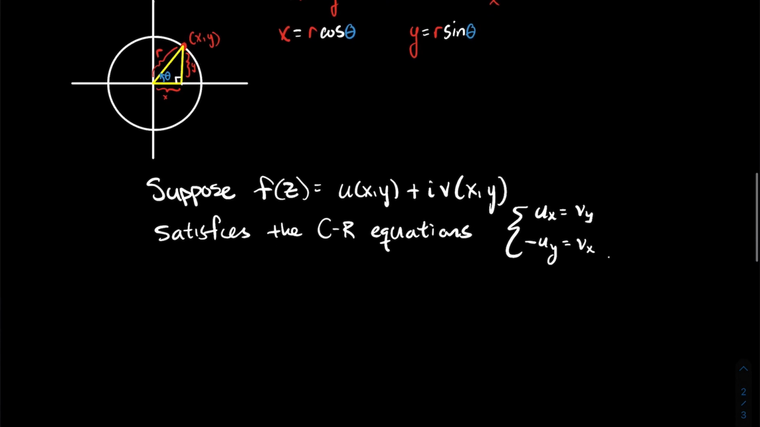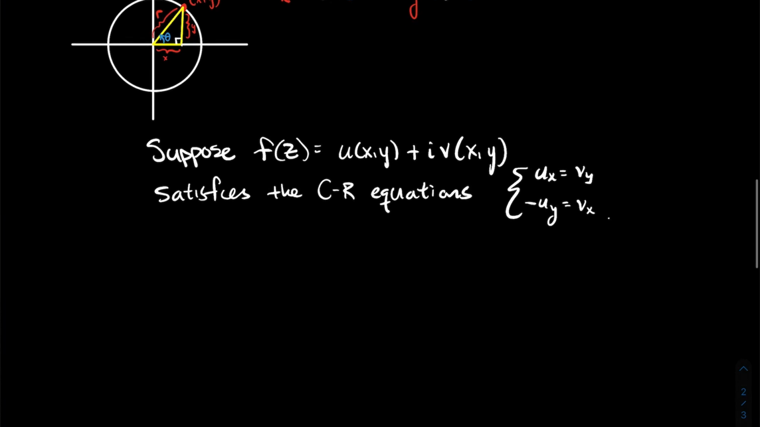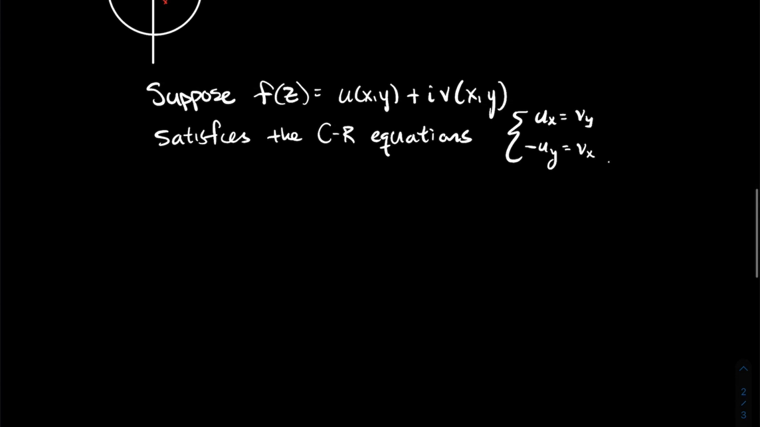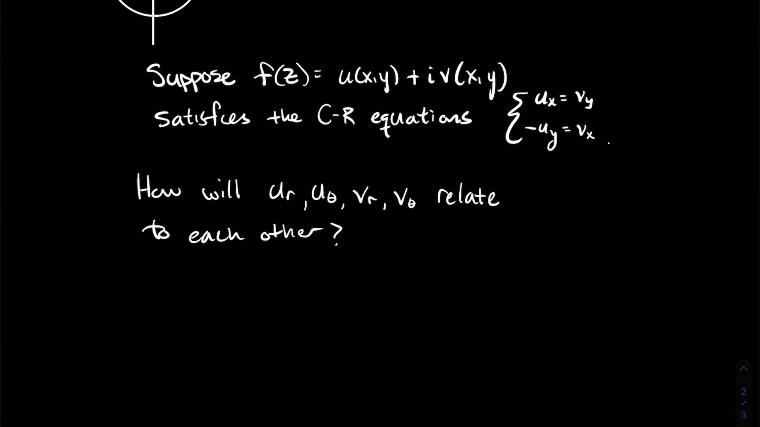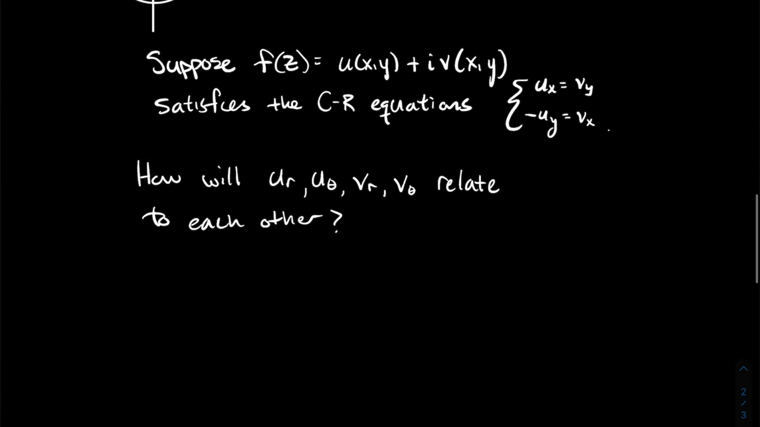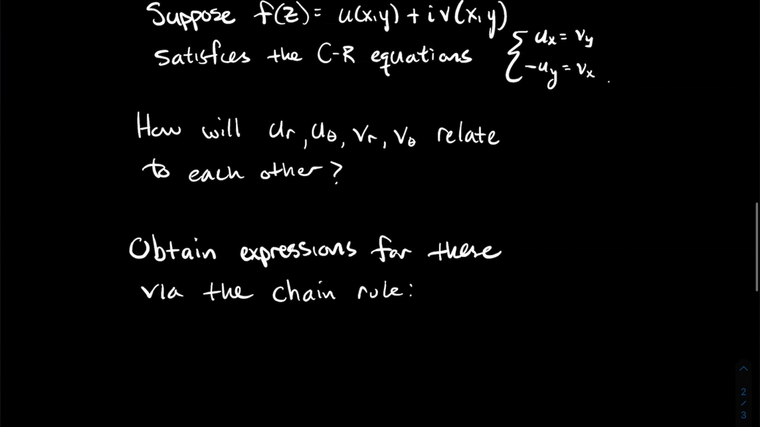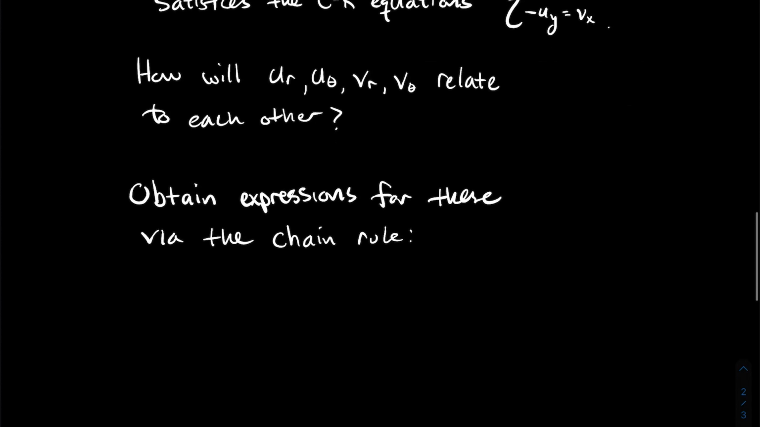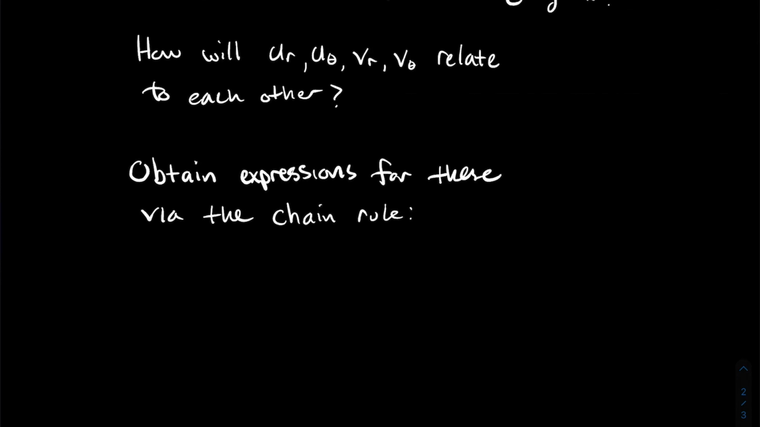Now suppose that we have a complex valued function, a function of a complex variable, f, with real part u and imaginary part v, and let's say that f satisfies the CR equations. So partial u with respect to x is partial v with respect to y and minus partial u with respect to y is partial v with respect to x. What are the partial derivatives with respect to polar coordinates? How are they going to relate to each other? We should try to get some formulas for partial u with respect to r, partial u with respect to theta, partial v with respect to r, and partial v with respect to theta. And we're going to obtain formulas for those by using the chain rule from Calc 3.